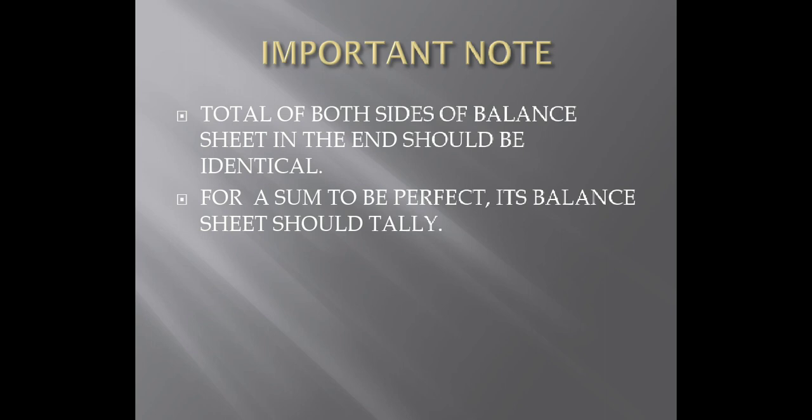Fine, then we have some important notes here that are obviously related to the long sum that you are solving. It says total of both the sides of balance sheet in the end. What is the end? Once you are done solving the entire sum and the last step of totaling, when you total your balance sheet, they say it should be identical. That means the answer on both the sides of the balance sheet should be similar, should be same, should be equal.